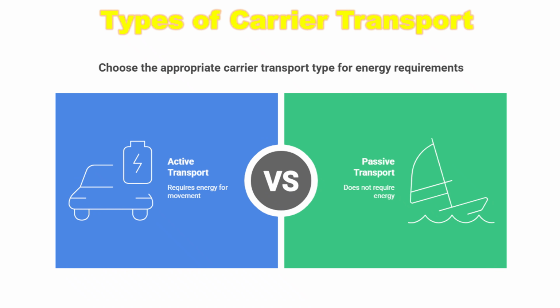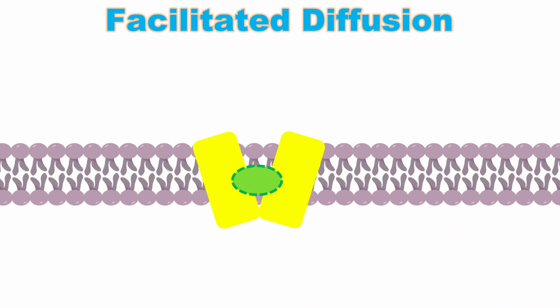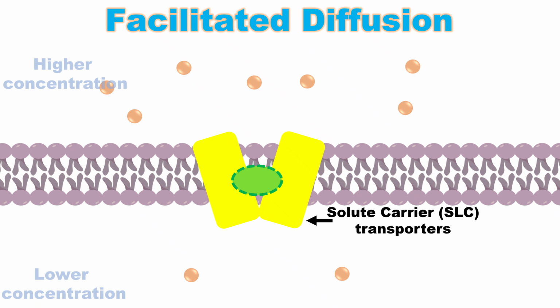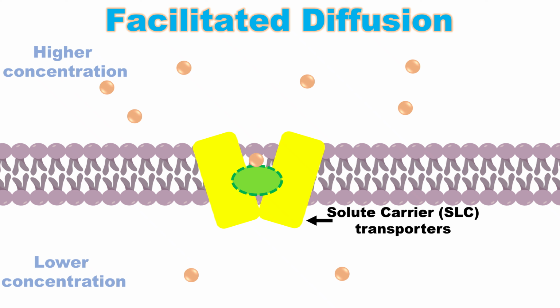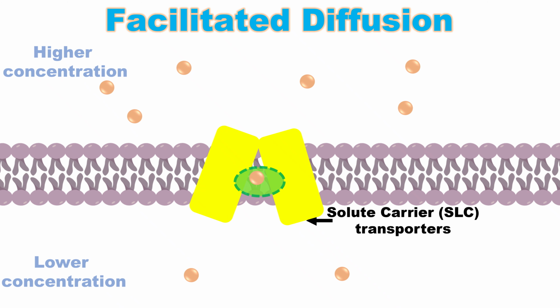Depending upon the requirement of energy, carrier transport is of two types. First, facilitated diffusion uses solute carrier transporters, a family of transmembrane proteins, to passively move substrates along their concentration gradient from areas of higher concentration to lower concentration without the need for energy input.